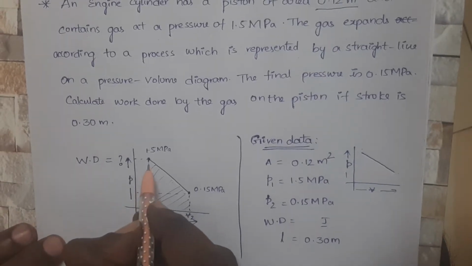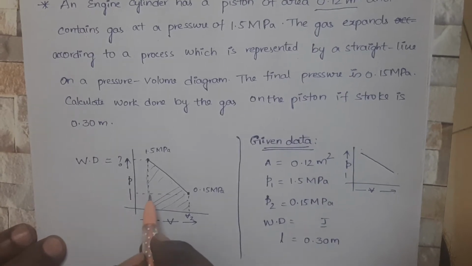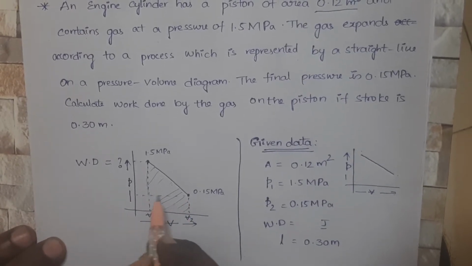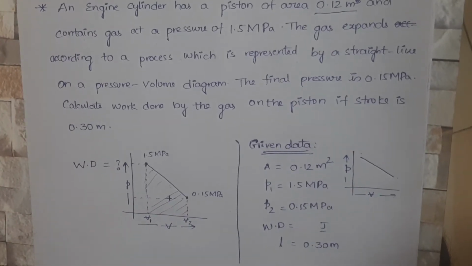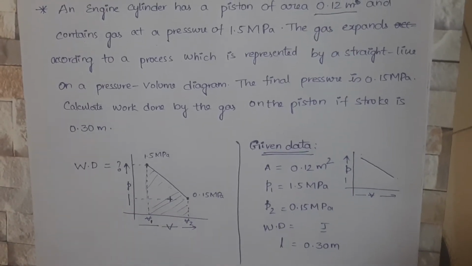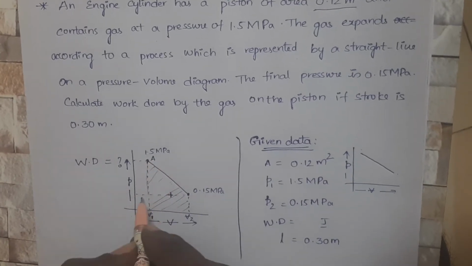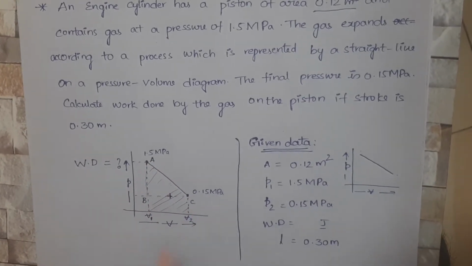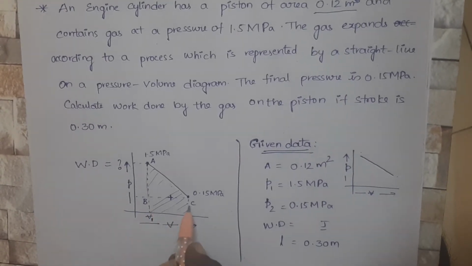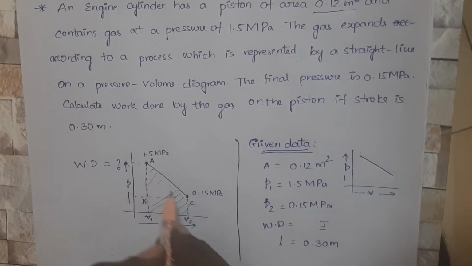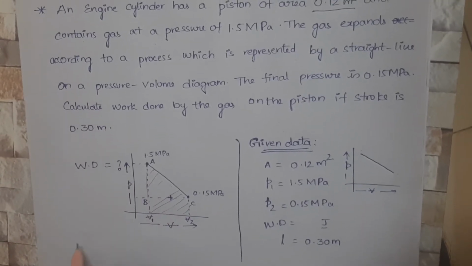We have to calculate the area of the triangle and the area of the rectangle, and finally add both the areas to get the answer. Initially, for my convenience, I will name this ABC. So what is BC, what is AB, and what is AC? How are we going to solve this problem?